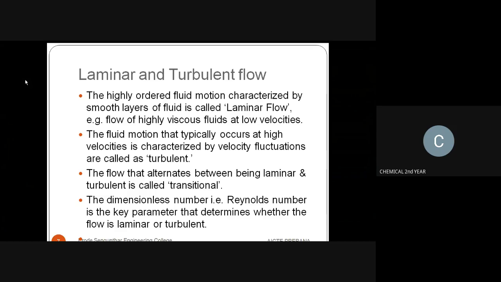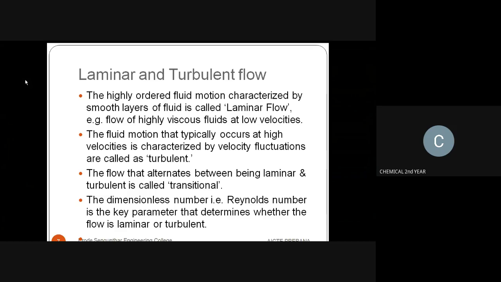Right. So they are called laminar flow. The fluid motion that typically occurs at high velocities is characterized by fluctuations in the velocity. So they are called turbulent flow. If you have a high velocity profile of a fluid, which is characterized by fluctuation in velocity, in that case, the flow of the fluid will be called turbulent flow.